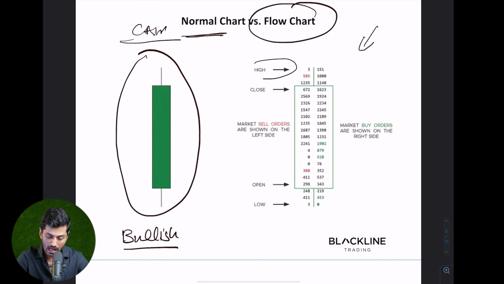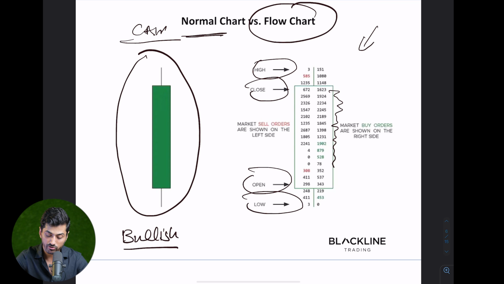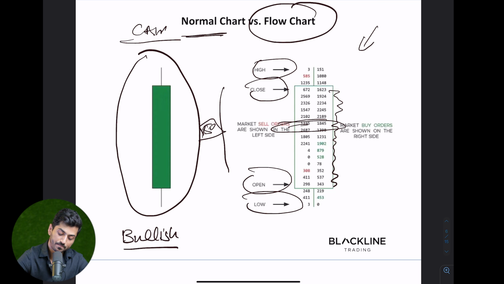It's telling you, okay, this is a high, this is a close, this is an open, this is a low, but within the candle, these are the transactions that have taken place, right? This is a certain price, right? And at that certain price, let's say this is 150.